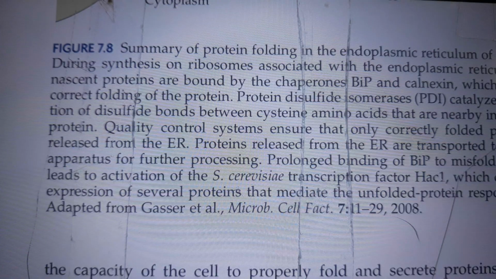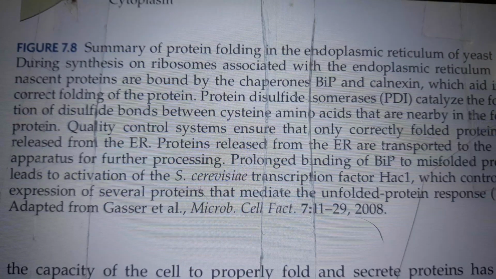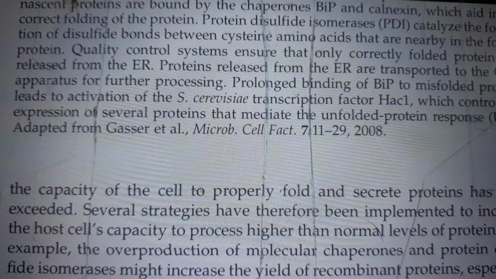Onto the diagram that we just saw. Summary of protein folding in the endoplasmic reticulum of yeast cells during synthesis on ribosomes. Associated with the endoplasmic reticulum, nascent proteins are bound by the chaperones BiP and calnexin, which aid in the correct folding of the protein. Protein disulfide isomerase, PDI, catalyzes the formation of disulfide bonds between cysteine amino acids that are nearby in the folded protein.